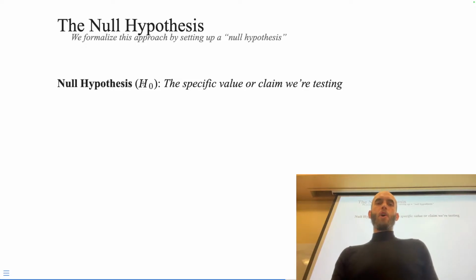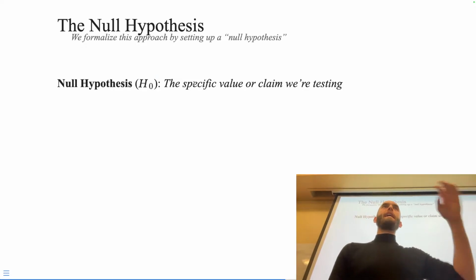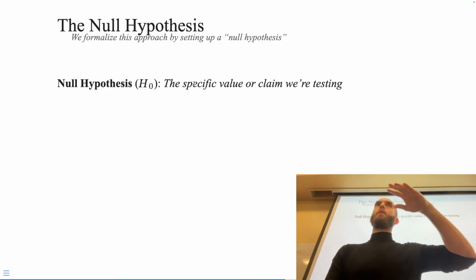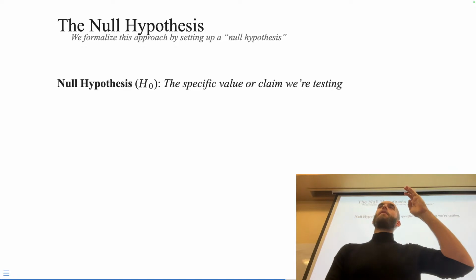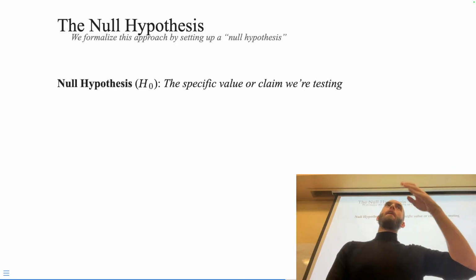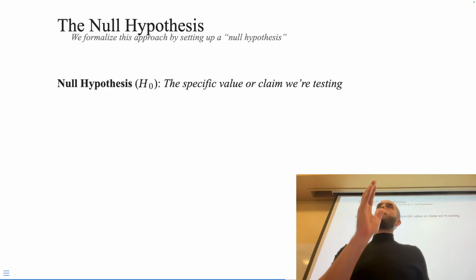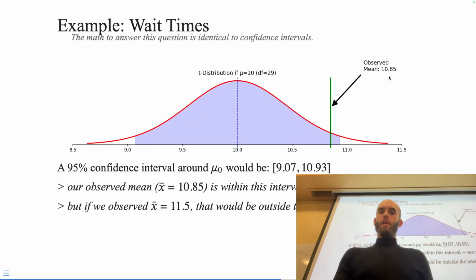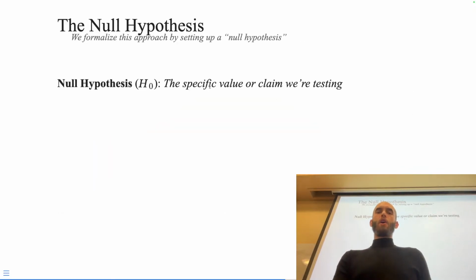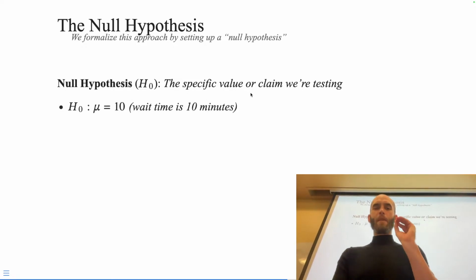So the first one is a null hypothesis. In our example we were walking through, the claim we were trying to test was whether a wait time of 10 minutes was consistent with our sample, with our sample mean, which was 10.85. So is 10 consistent with our sample mean? This is what we call a null hypothesis, what we're using as mu0 from before. It's a specific claim we're trying to test.